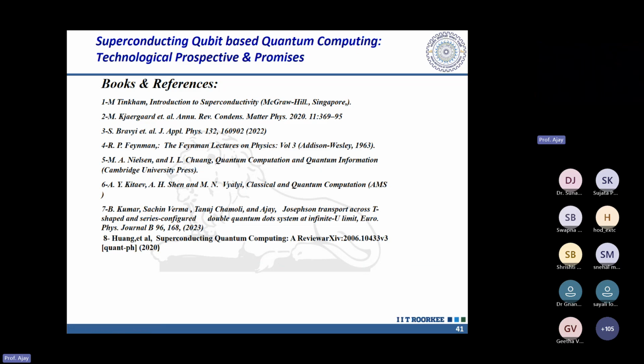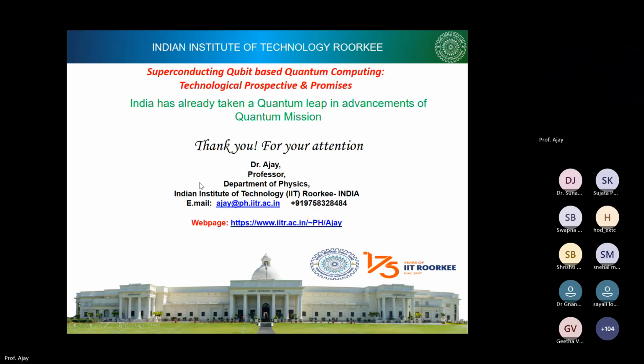Okay, so thank you. And these are some of the good references for graduate students and for faculty. There are some solicited books where this material is covered, and there are the Feynman Lectures on Physics, volume 3, and then the final lecture on quantum computing. And also there are some papers of our group in a European journal, where this work has been cited. And this superconducting quantum computing review is by Huang. This is one of the finest reviews. Okay, you can see. So thank you very much.